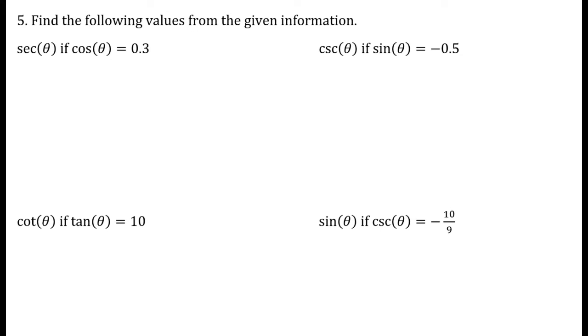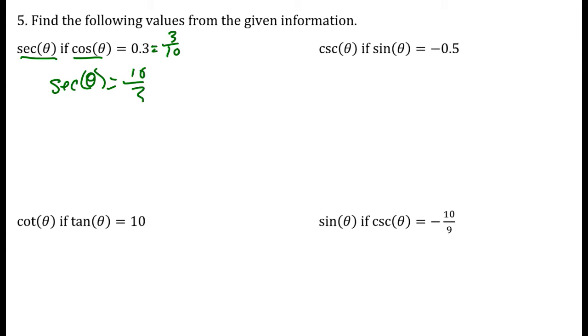Number 5, we end on a nice note. Even though it's problem 5, this is probably the easiest problem in this entire problem set that we have. Find the following values from the given information. I want to know what the secant of theta is if the cosine of theta is 0.3. Well, if cosine of theta is 3/10, I'm going to make that a fraction. What's the secant of theta? Well, it's the reciprocal of that.